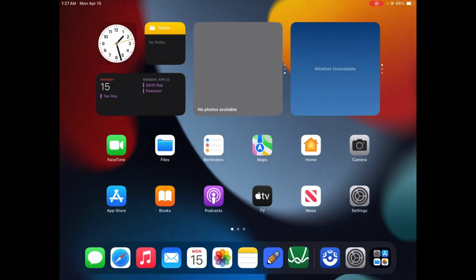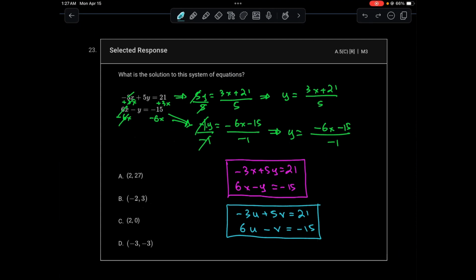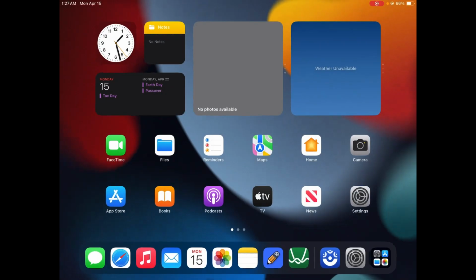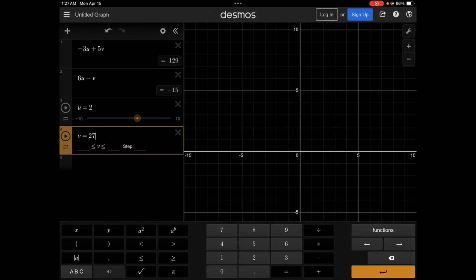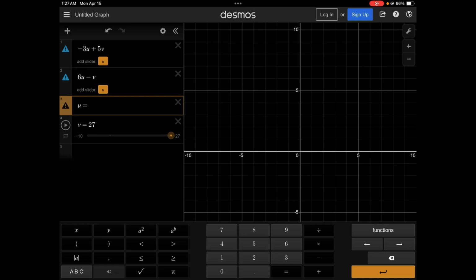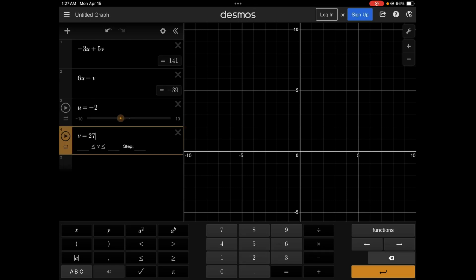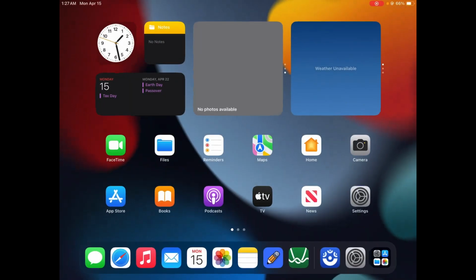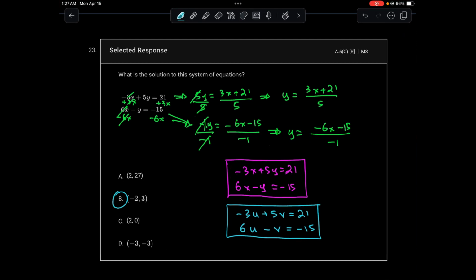The top one should be 21. How do I know that? Because the top needs to be 21, the bottom needs to be -15. So that is not 21 or -15. Now I'm going to change the numbers. I think the next choice is -2 and 3. And when I put the second option, -2, 3, I get 21 and -15 in the top two tabs, which is what I expected. So that would be the correct answer.